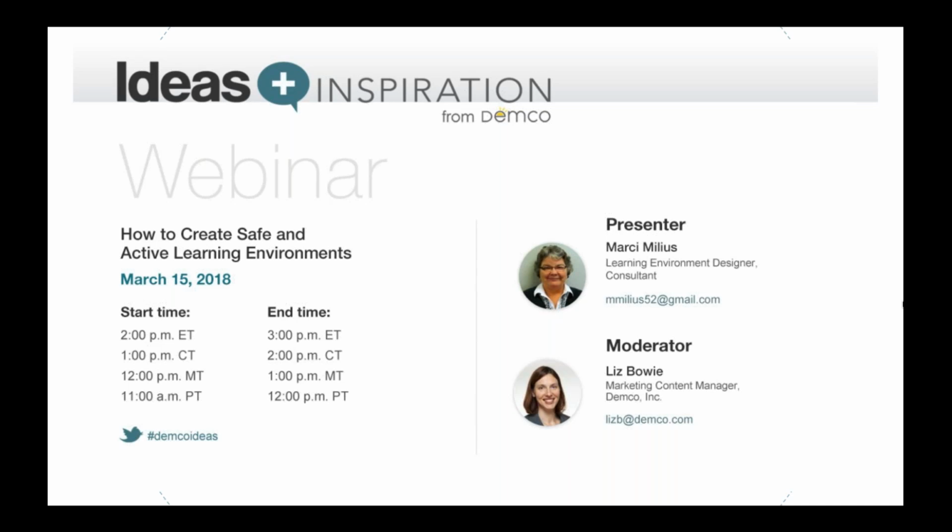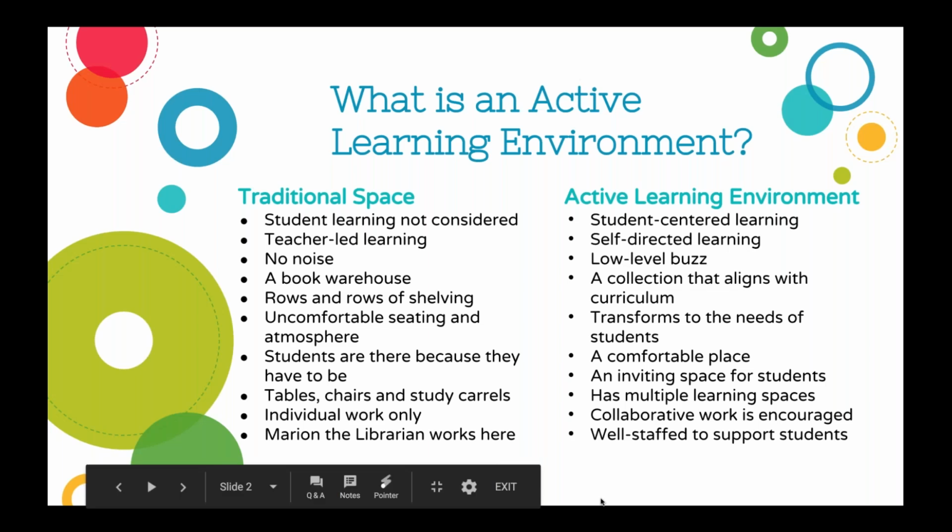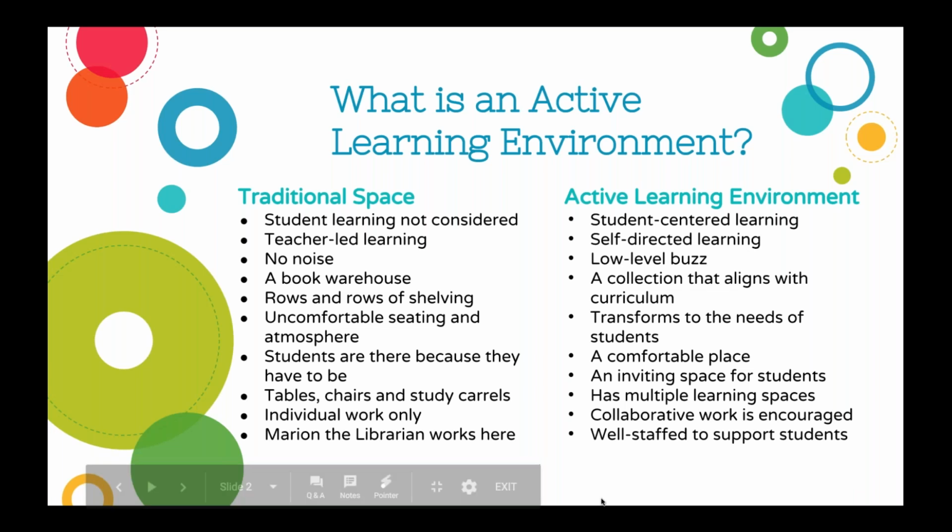I think we'll first start with what is an active learning environment? Here's a slide that shows the traditional space as opposed to the active learning environment. In a traditional learning space, students' learning is not considered, and it's more led by teachers. There's no noise, and it's sort of a book warehouse where books are just stored and kept on the shelves. In a more active learning environment, it's a more student-centered space with self-directed learning, and it has a low level of buzz. It allows for student-directed learning with the teacher actually providing the guidance in this space.